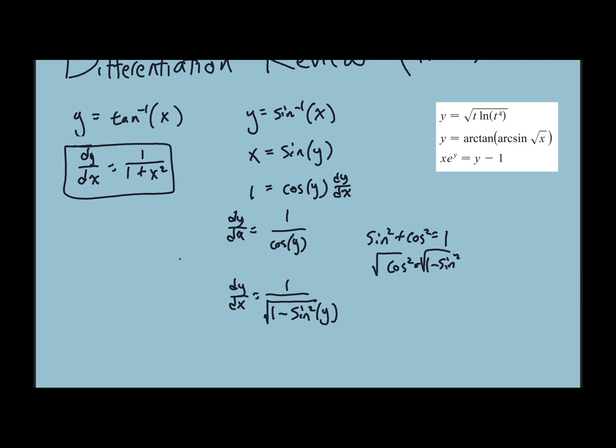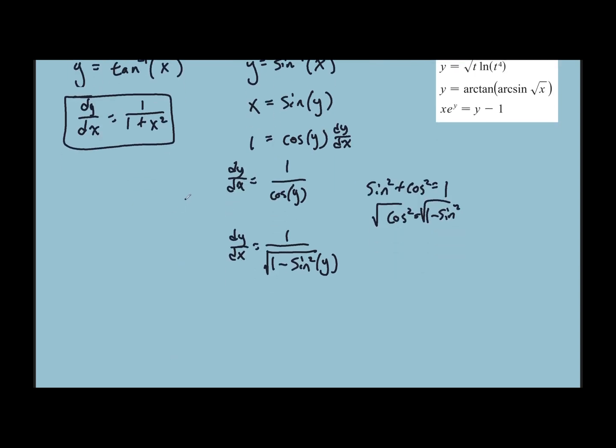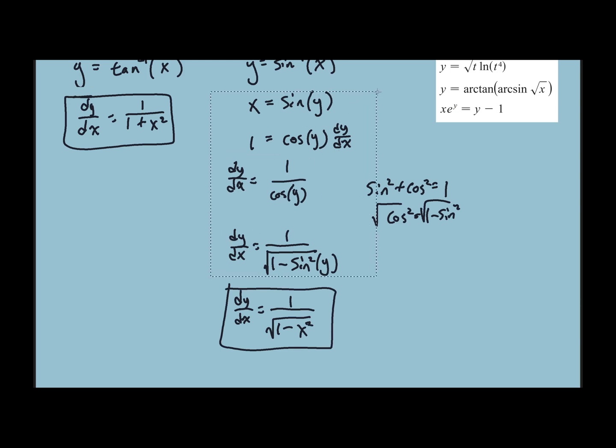And why do we do that? Because we know x equals sine of y. So we can write dy/dx equals 1 over the square root of 1 minus x squared. And again, we have the derivative in terms of x. That's what we want. So let's make this go away, because we all hate that.